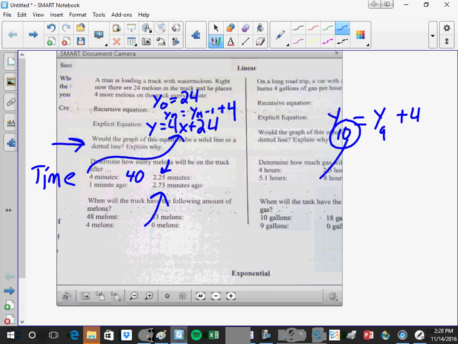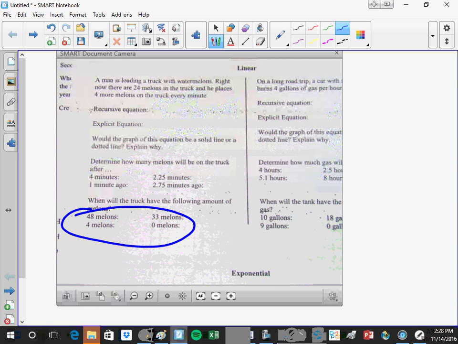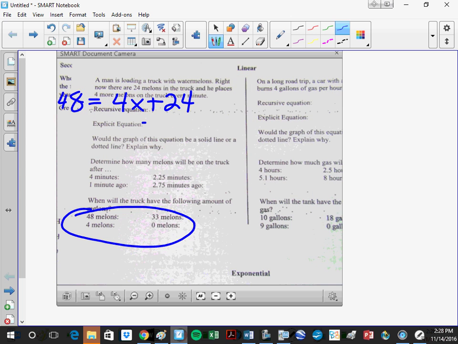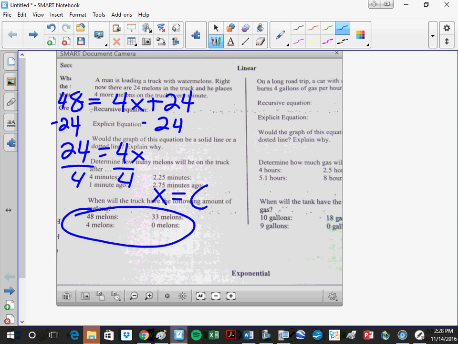Okay. Down here. When will the truck have the following amount of melons? What's different about this? Those are y values. So plug this in for y. 48 equals 4x plus 24. Subtract 24 over. 24 equals 4x. Divide by 4. X equals 6. Okay, I'm lazy. I never, ever want to do that again.